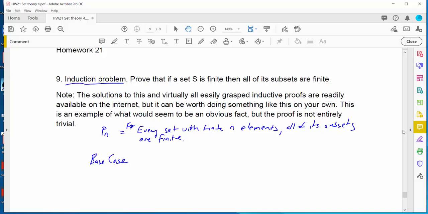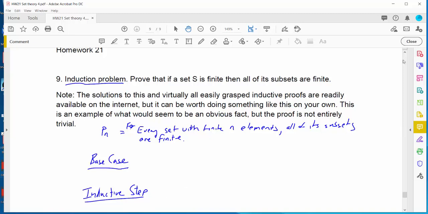You'll remember that we have to prove it with a base case, and then we have to prove it with an inductive step. Usually the base case is pretty simple, and in this case it certainly is, because P(n) would be P(0), so a set with 0 elements, and that of course is the null set, and we know how many subsets the null set has. The null set has one subset, namely itself, and one is finite. So the base case is very easy to prove.